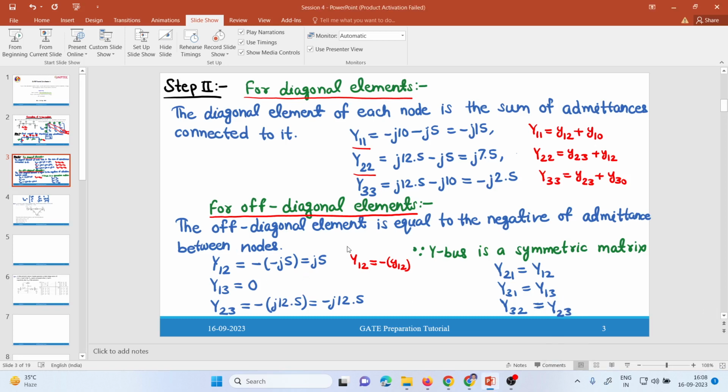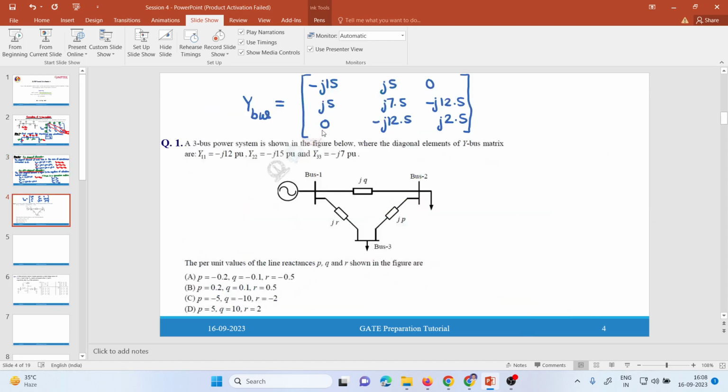That's why the Y-bus for a power system is also called a sparse matrix, because some elements are 0. And we know that the Y-bus is a symmetric matrix, so we can find the other off-diagonal elements: Y21 is equal to Y12, Y31 is equal to Y13, and Y32 is equal to Y23. So putting all these values in the Y-bus matrix, we will get the final answer like this.